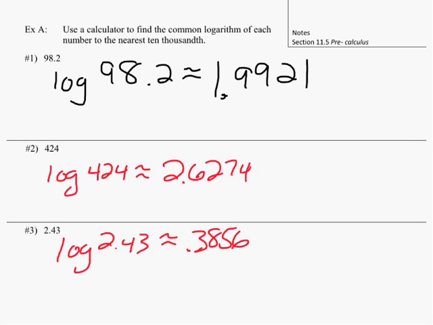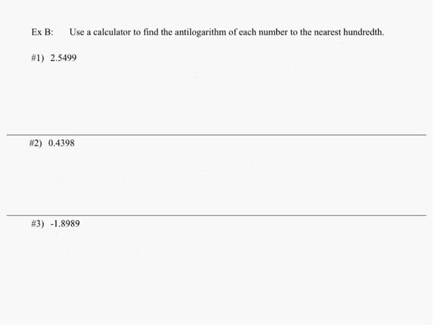Anyone have a question on 2 or 3? That's basically half your notes. Example B. Use a calculator to find the anti-logarithm of each number to the nearest 100th.